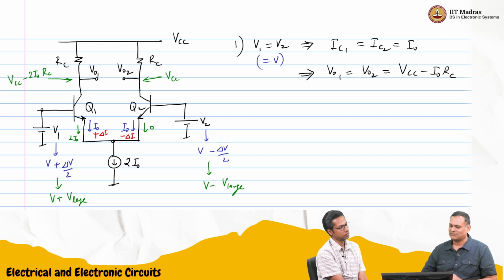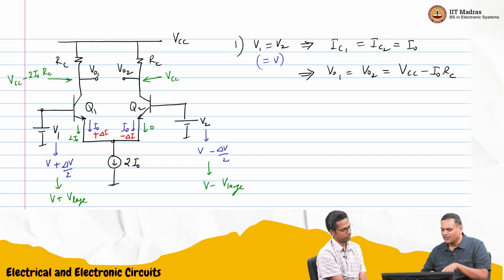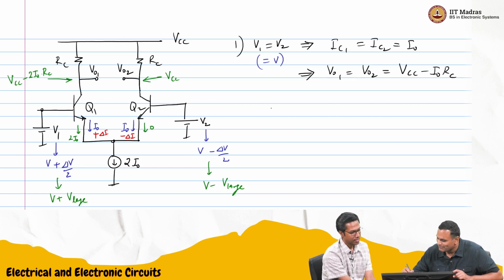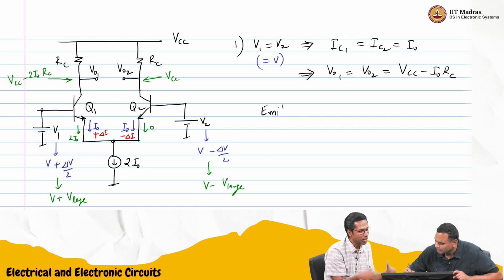Because if you give V plus V large on one side and V minus V large on the other, you are getting low on one side and high on the other. You interchange the two, you will get exactly the opposite. So this can be used as logic as well. That is the family we were talking about, ECL. So you could make it emitter coupled logic, where the emitters are coupled together.